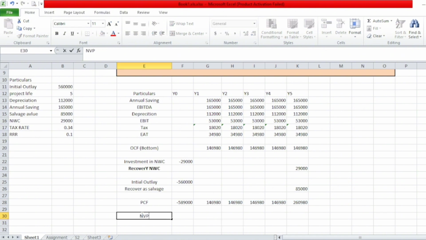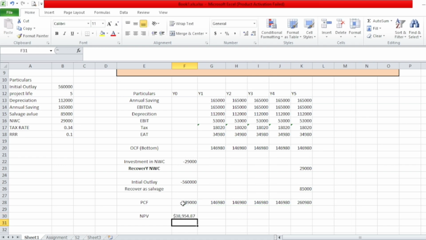So the NPV formula. Our NPV formula is NPV, then the rate, the required rate of return, comma, all the positive cash flows, bracket, minus. Since the initial outlay is already an outflow in minus, we will be putting a plus, so that plus and minus makes it minus. So here is our NPV.